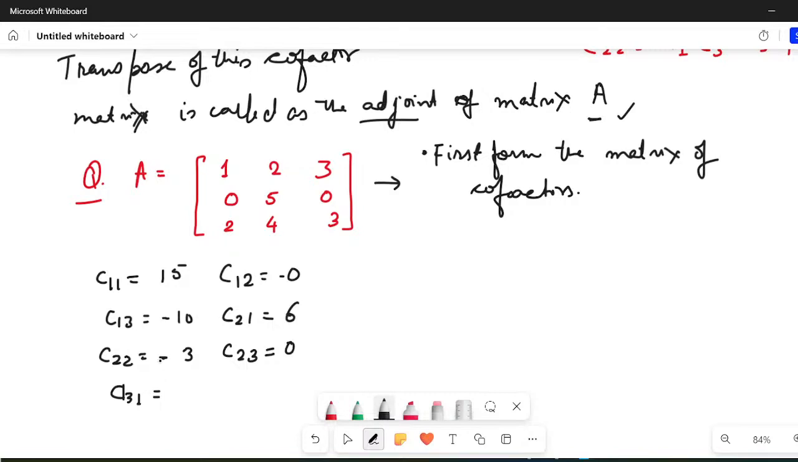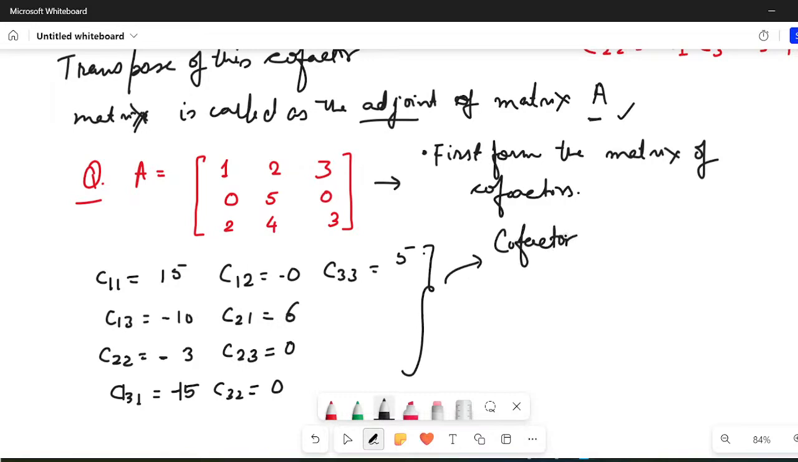So what would be C31? C31 will be, I think, minus of 15. And I think C32 I can write quickly. C32 would be equal to 0, I guess. And C33 I think equals 5 minus 0, so it will be 5. Okay. So this is how you can construct a cofactor matrix.